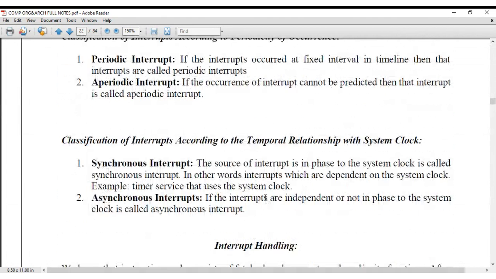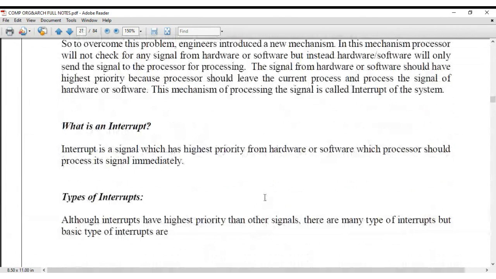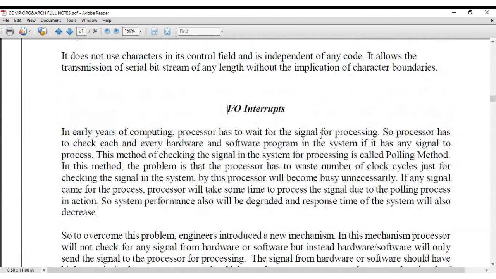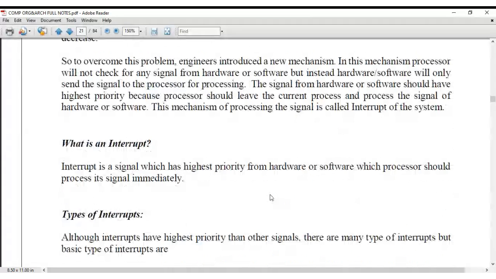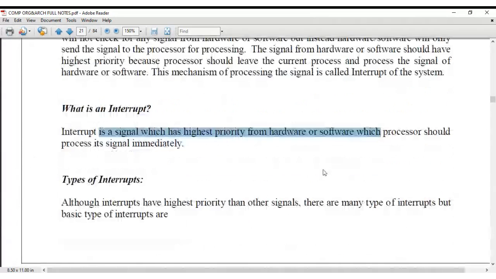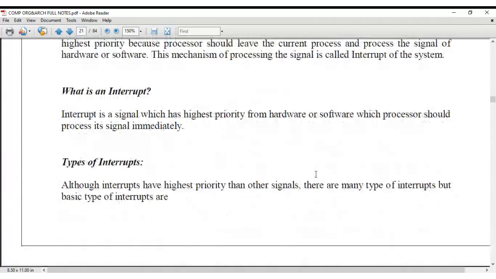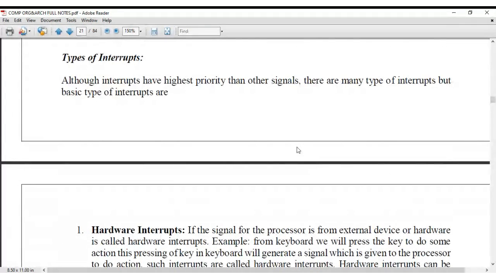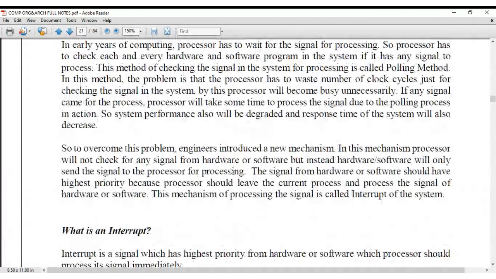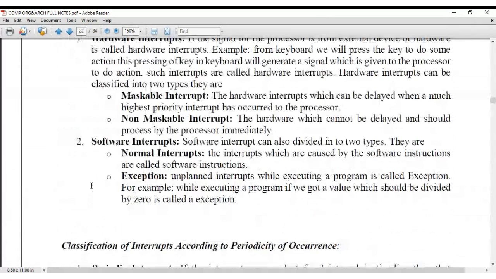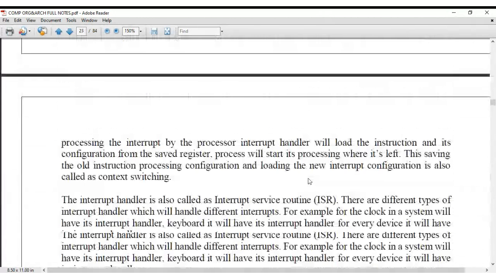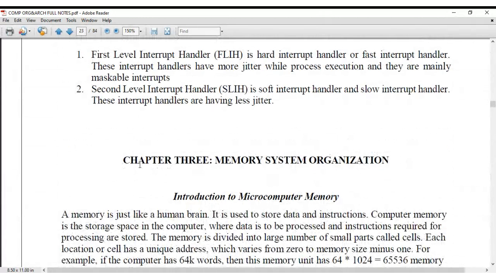Now, I want us to stop at that, so that in the next class we are going to discuss interrupts. What is an interrupt? We've already discussed what an interrupt is. It's basically a signal of highest priority. But anyway, we are going to come back and discuss it as a subtopic in this topic of input-output organization. We'll continue discussing interrupts, what is an interrupt, types of interrupts, and how to handle interrupts. We're going to discuss that in the next class and as we move on.